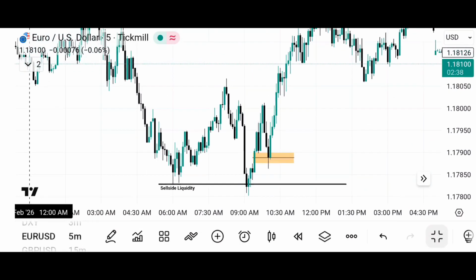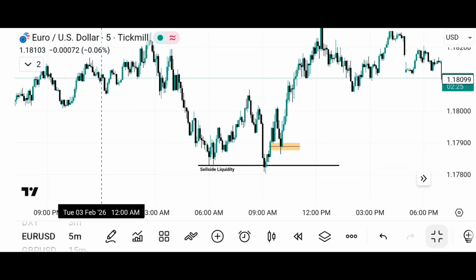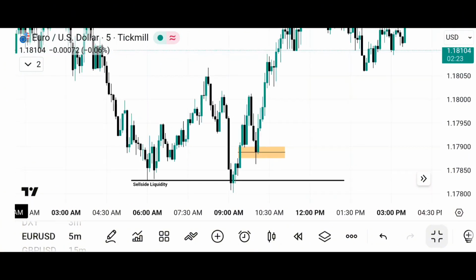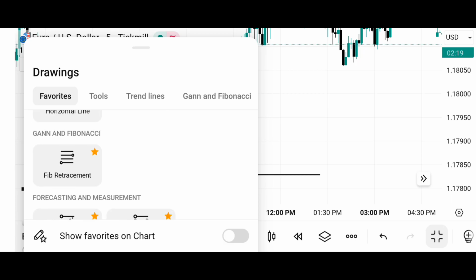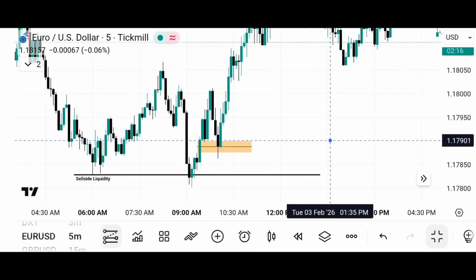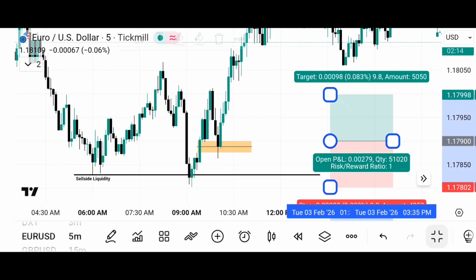Price starts rallying, and some of you may be wondering, if you saw this trade and entered it, where are you going to put your stop loss? Where is your take profit going to be?